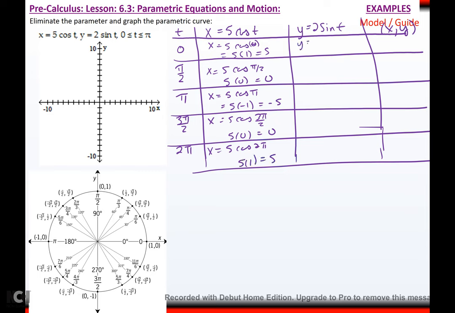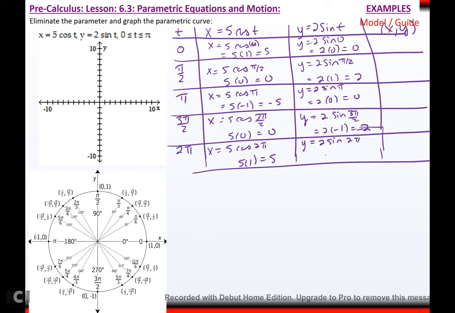To do my y's, y equals 2 times sine 0, which equals 2 times 0, which is 0. Y equals 2 sine of pi over 2 is 2 times 1, which is 2. Y equals 2 sine of pi is 2 times 0, which is 0. And y equals 2 times sine of 3 pi over 2 is 2 times negative 1, which is negative 2. And y equals 2 sine of 2 pi, which is 2 times 0, which is 0. So those ordered pairs are 5, 0, 0, 2, negative 5, 0, 0, negative 2, and 5, 0.